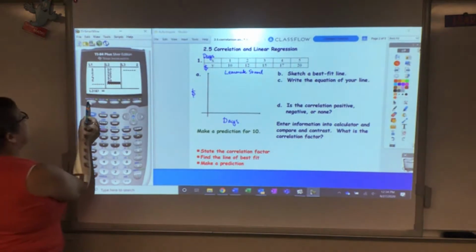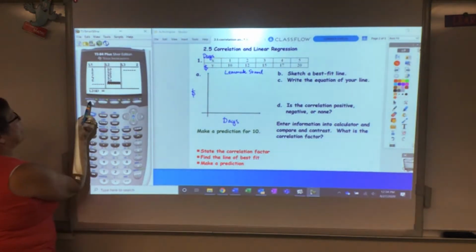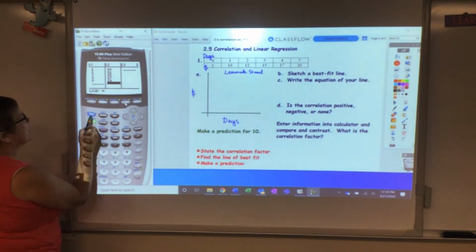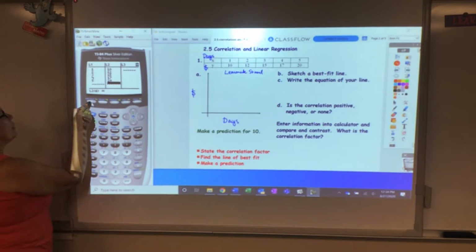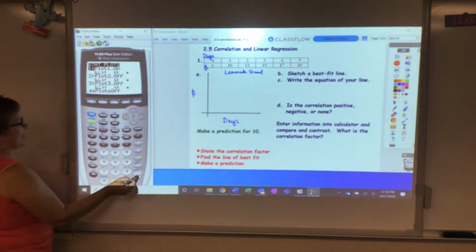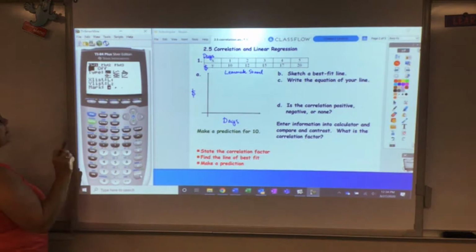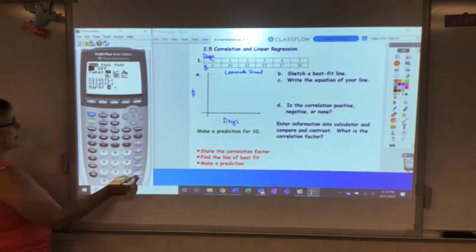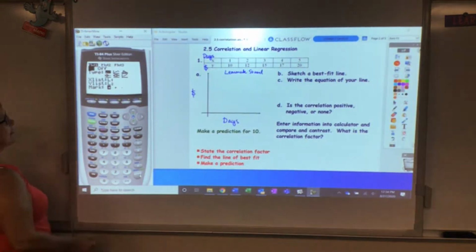So if I go above y equals, it says stat plot. Anything above a key is in blue, so you need your second key to do it. So second y equals. And I want to turn my first plot on. So hit enter, and then I should be blinking on the on. So I would hit enter to make sure I have it.